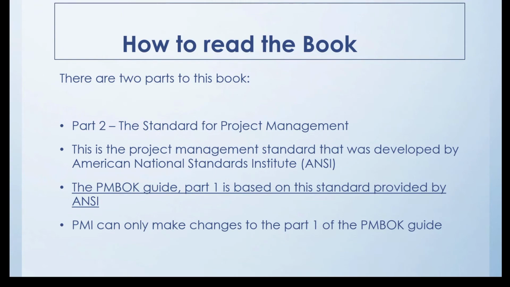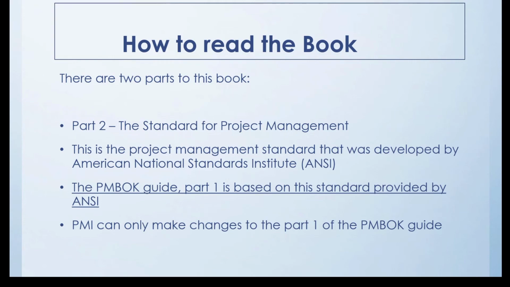Now part 2 is the standard for project management, all right? If you open the book, you'll see that there is a section called part 2. It's called the standard for project management. This is basically the standard that was developed by the American National Standards Institute, and the first part of the PMBOK Guide is actually based on this very standard. Think about it like this. The first part is what PMI is telling us about project management and the techniques for project management. But whatever they have put in part 1 is actually based on that standard, which is in part 2 of the book, and that was developed by the American National Standards Institute.